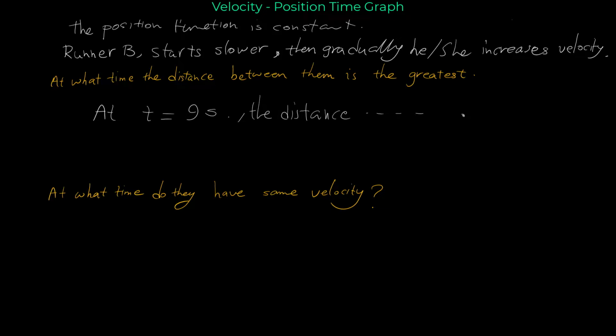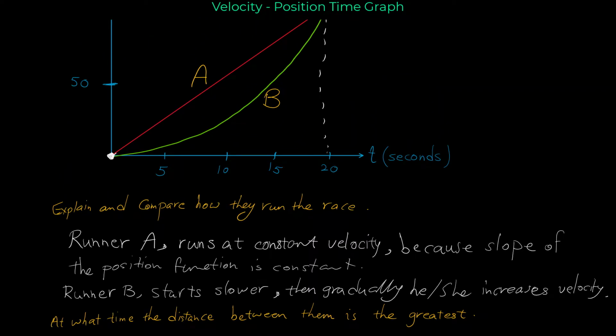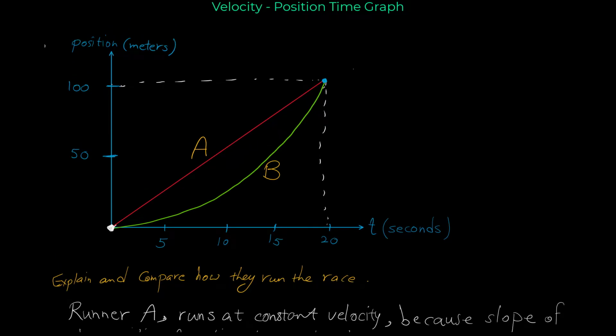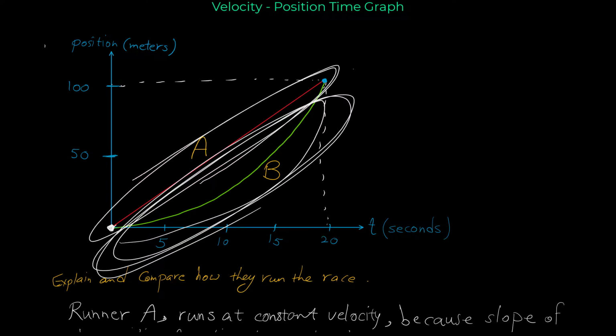Finally, at what time do they have the same velocity? As I explained before, at the beginning, runner B is slower. At the end, runner B is faster than runner A. At what time do they have the same velocity? Velocity is the slope of the position time graph. We have to look for a point on this curve such that if we draw the tangent line at that point, the slope of the tangent line equals the slope of this line here.